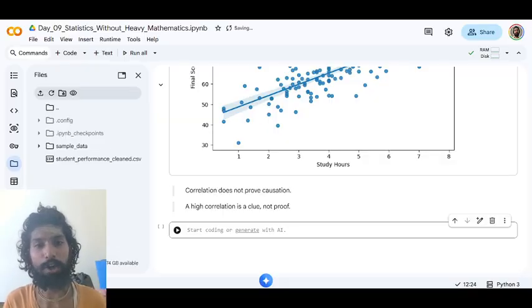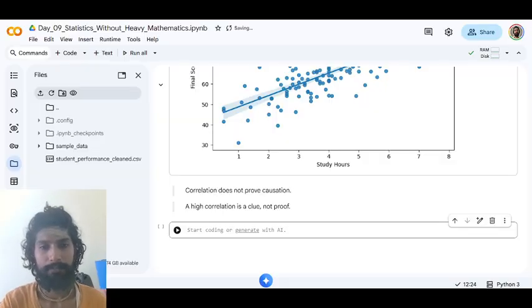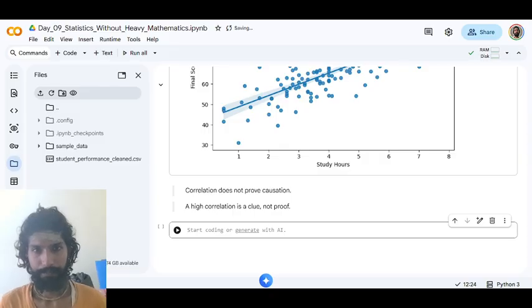That is why we should always combine numerical statistics with visualization. The number tells us part of the story. The chart helps us see the pattern. We can calculate correlations between several numerical columns at once. First, select the numerical columns we want.